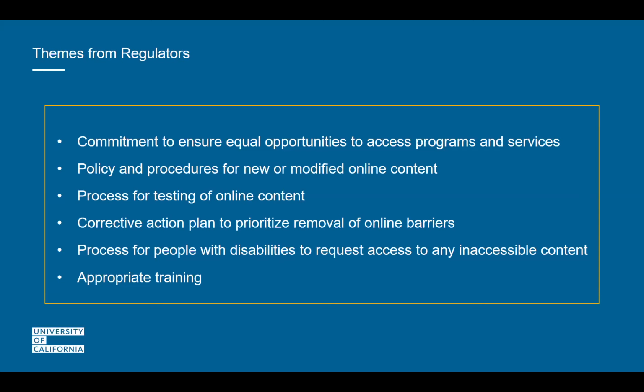Regulators also want to see a process for people with disabilities to request access to any content that may not be accessible to them, so that the university can respond and remediate. And then lastly, appropriate training for those involved in preparing or posting online content. So this is by no means a comprehensive list, but it includes some of the key themes that we hear from regulators and that they have emphasized that they're looking for institutions to be doing.